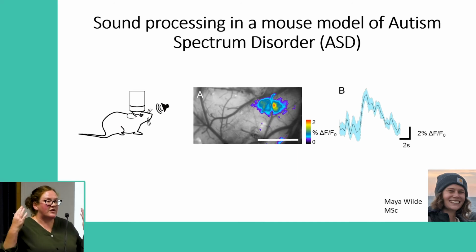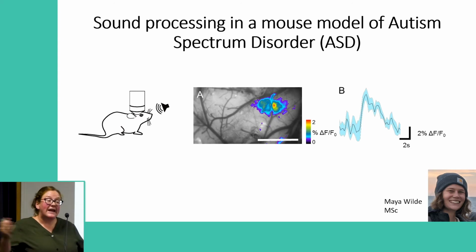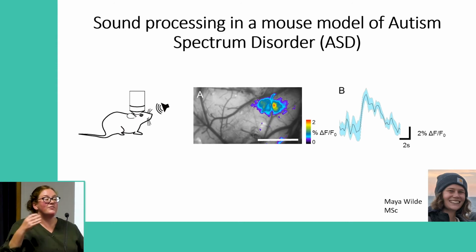So we started looking further up in the brain, in the cortex, and trying to map the different responses that you have to different tones. What we do is we get a mouse underneath a microscope and we play tones of different volumes and different frequencies, so high versus low tones, and then we look at which parts of the brain light up when we play that tone. We do this with a whole bunch of different tones, and then we can map these responses in terms of what frequency they are. And this was done by a master's student in the lab, Maya.